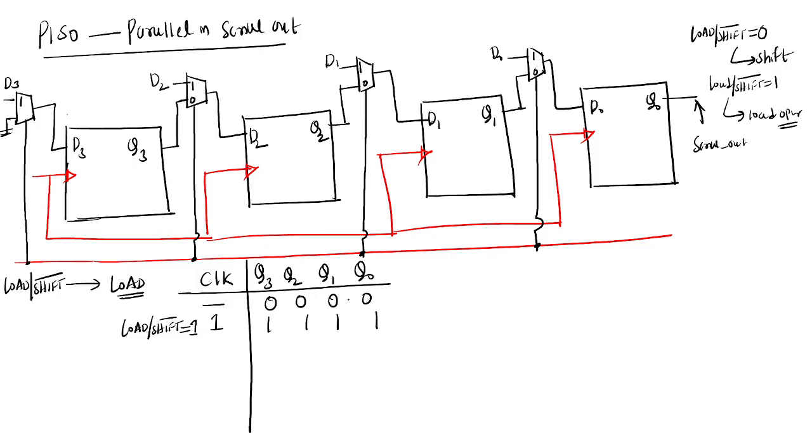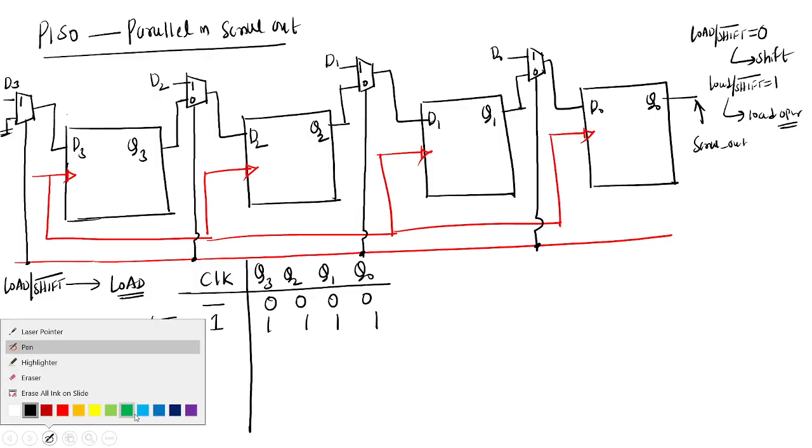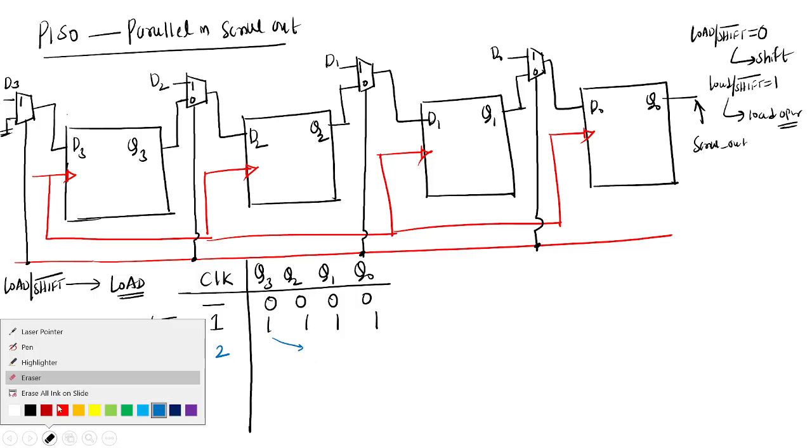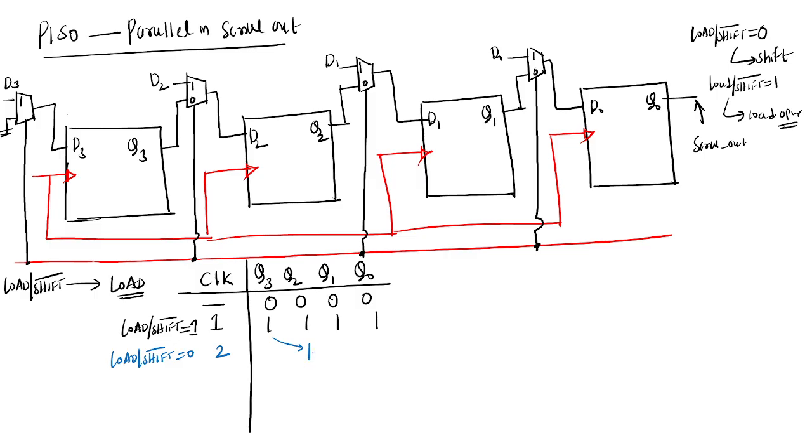Understood? During the second clock pulse, what happens? We are making load by shift bar equal to 0, which means at the second clock pulse, shift operation will be done. So one will be shifted, this will come here, this will come here, this will come here. Whatever the vacant position is, that is loaded with 0.